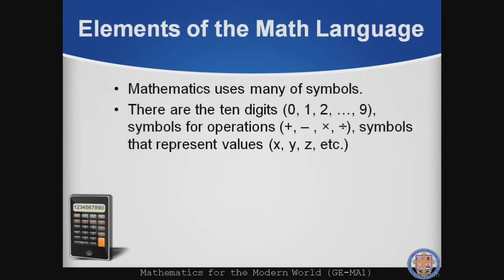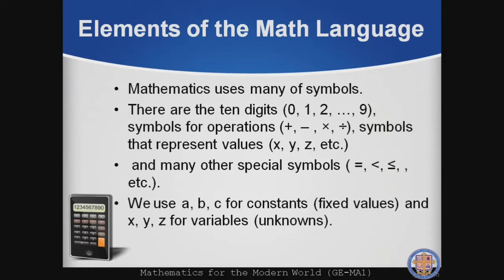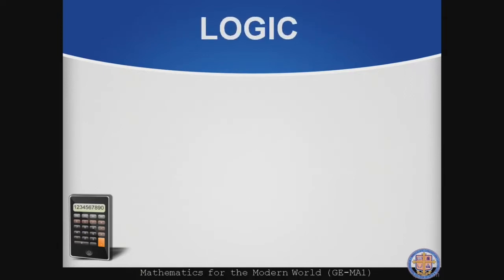Mathematics uses many symbols like the decimal system, 0 to 9 digits. Then the operations in math, the basic operations: plus, minus, times, divide. And the variables representing unknown values like x, y, z, and so on and so forth. And we have other special symbols like equal sign, less than, etc. And we know we use a, b, c for constants, fixed values, and x, y, z for variables, unknowns.